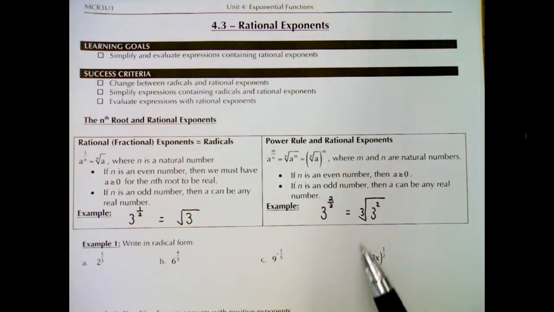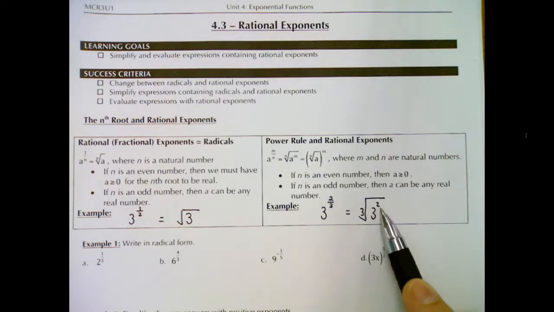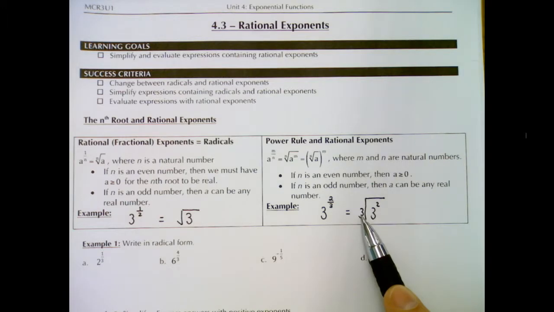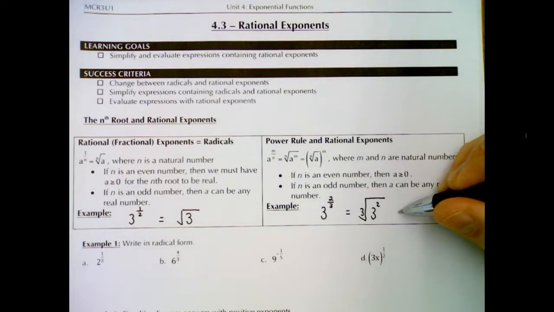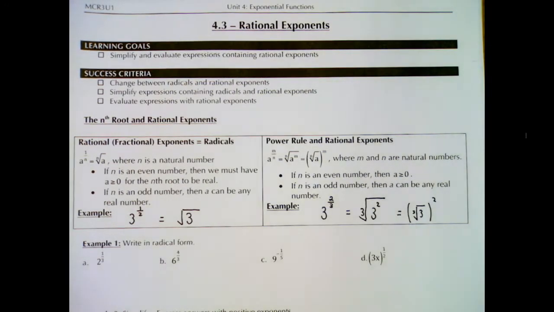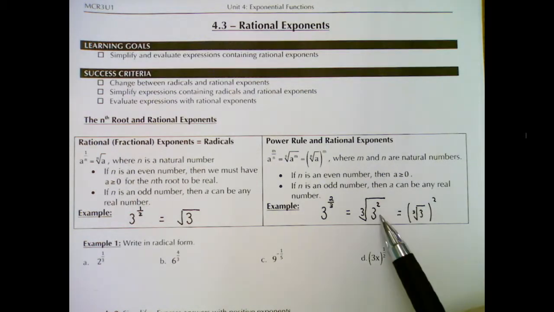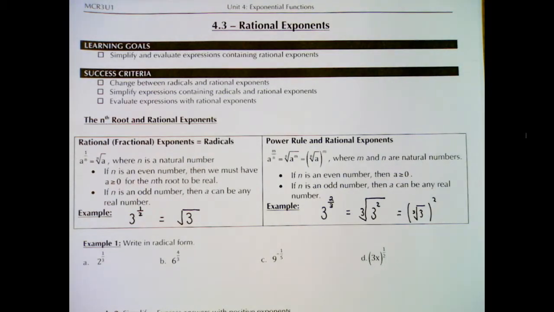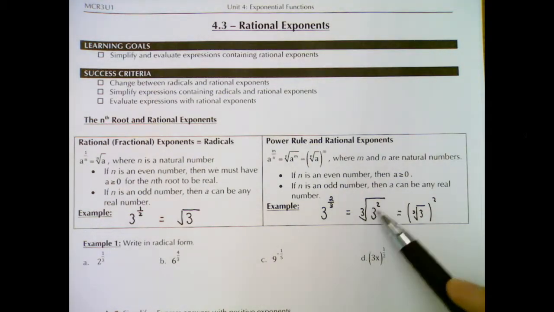Now, the question is, which do you do first? Do you square the number and then take the root, or do you take the root and then square the answer? Well, you can actually do it either way. So another way to rewrite this would be the third root of 3 and the answer squared. It's the same thing, and you'll get the same answer. So either the third root of 3 squared, or the third root of 3, squared.